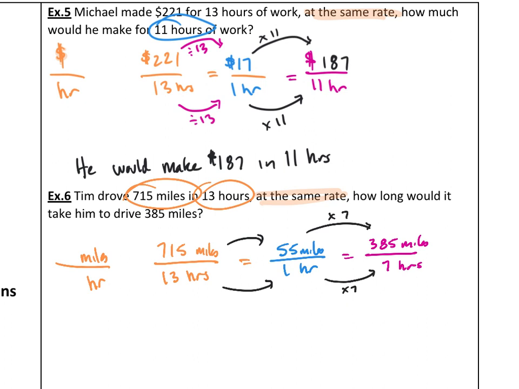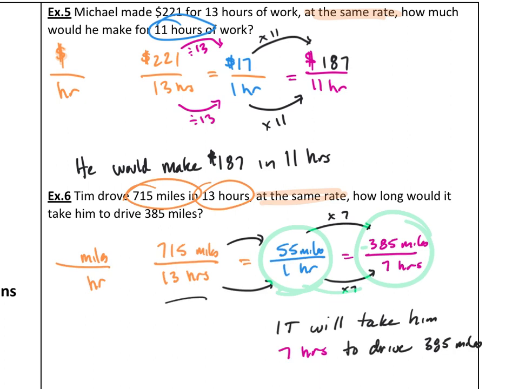Okay, so again, you would have written out your original numbers, right? And then you would have come up with your unit rate. And then you would have applied the unit rate. Now this time they give me the miles, right? So I had to figure out 55 times what gives me 385. And 55 times 7, so I did division, right? And so that gives me 7, which means it's going to take me 7 hours. So your answer would be, it will take him 7 hours to drive 385 miles. That's your answer, okay?